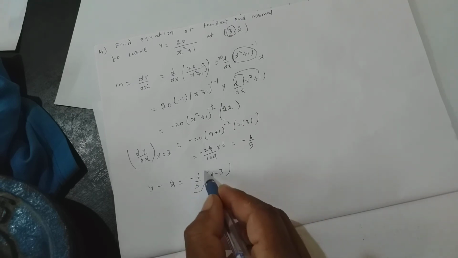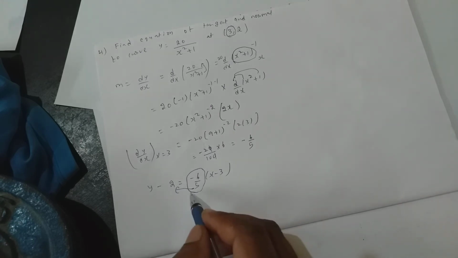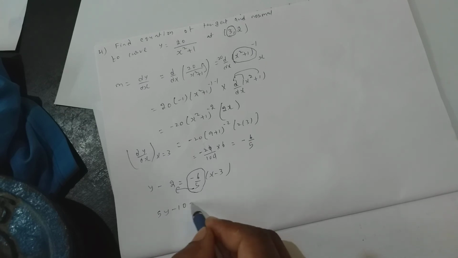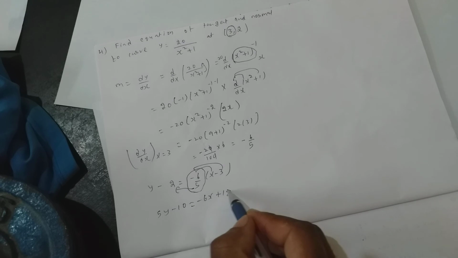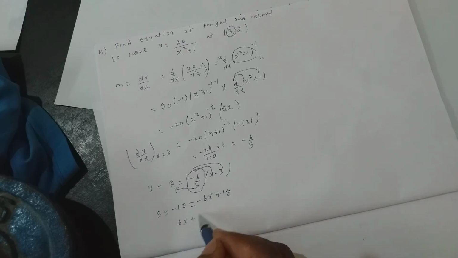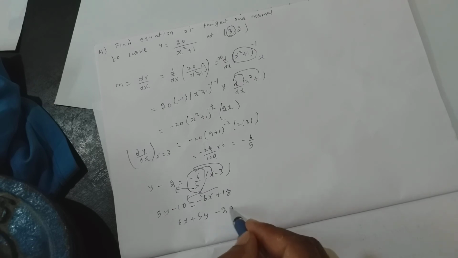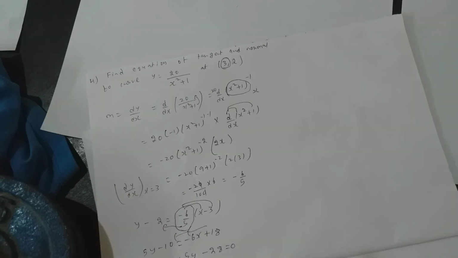In the slope, whenever you have a fraction, send 5 to the other side, as I told you in coordinate geometry. So it becomes 5y minus 10 equal to multiply minus 6 with x minus 3. So minus 6x plus 18. So 6x plus 5y, I took them to the other side, minus 28 equal to 0 is the equation of the tangent. Clear so far? Now the normal.